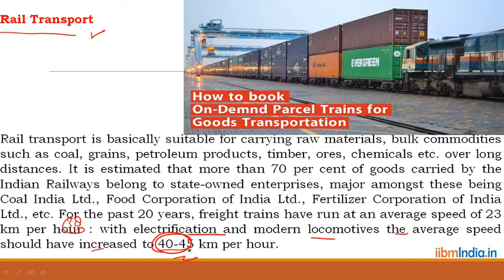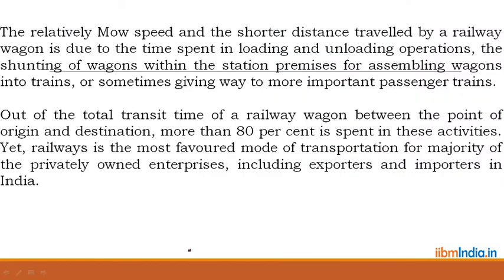Rail transport also plays a very vital role in domestic transportation, or where border classes are not there. Whenever we carry raw materials or bulk commodities such as coal, grains, and petroleum products, we always use rail transport. Here you can see the image of how to book an on-demand parcel train for goods transportation.